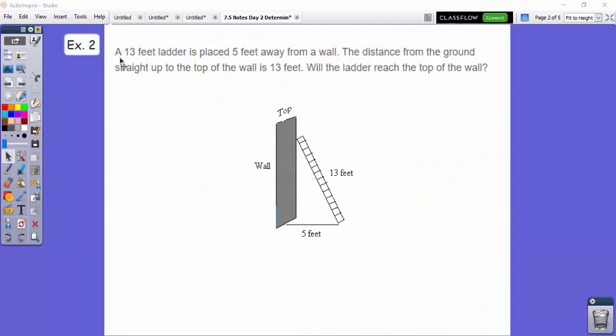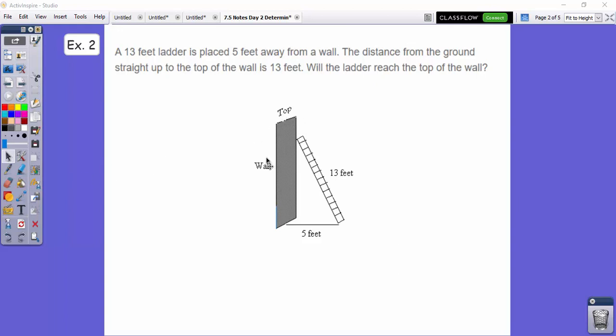This problem says a 13-foot ladder is placed 5 feet away from a wall. The distance from the ground straight up to the top of the wall is 13 feet. Will the ladder reach the top of the wall? So we can see our diagram here. We have a 13-foot ladder. It's 5 feet out from the wall. The very top up here is 13 feet, and we want to know if it reaches all the way up to the top of the wall, which is way up here at 13 feet.